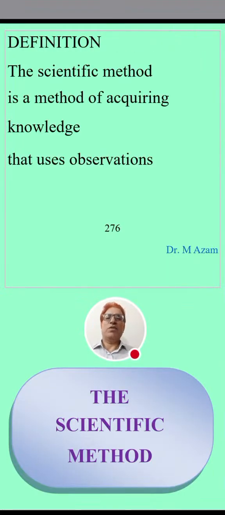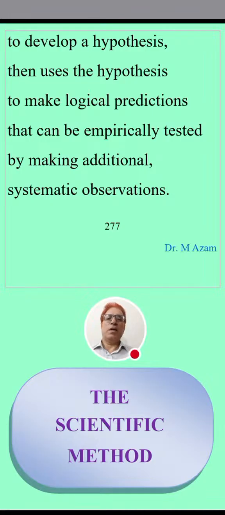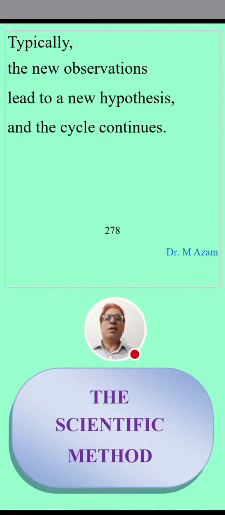The definition of scientific method. The scientific method is a method of acquiring knowledge that uses observations to develop a hypothesis, then uses the hypothesis to make logical predictions that can be empirically tested by making additional systematic observations. Typically, the new observations lead to a new hypothesis and the cycle continues.